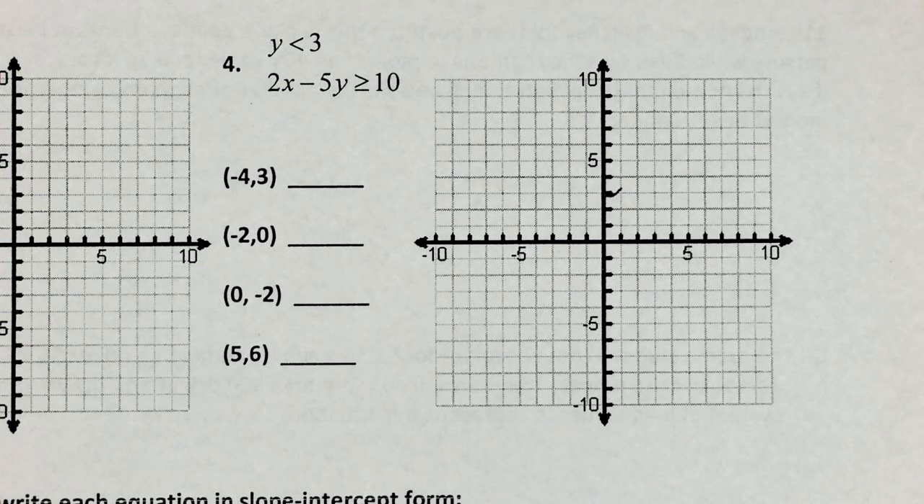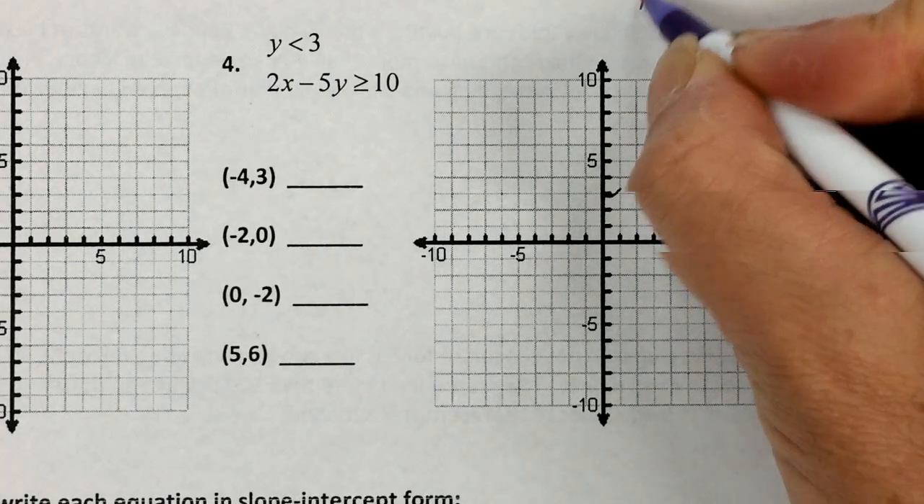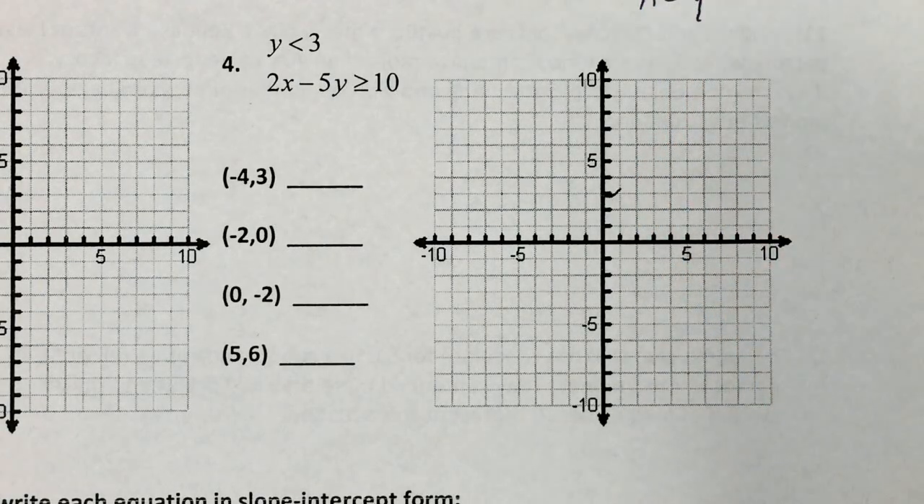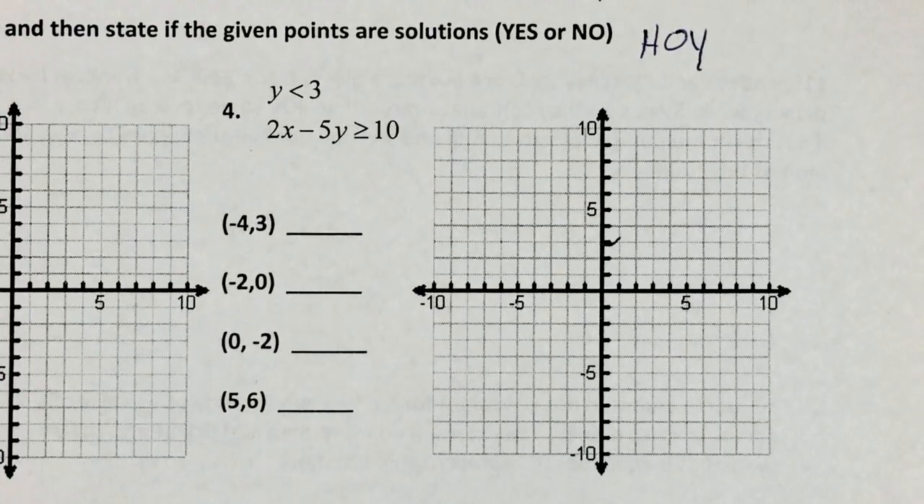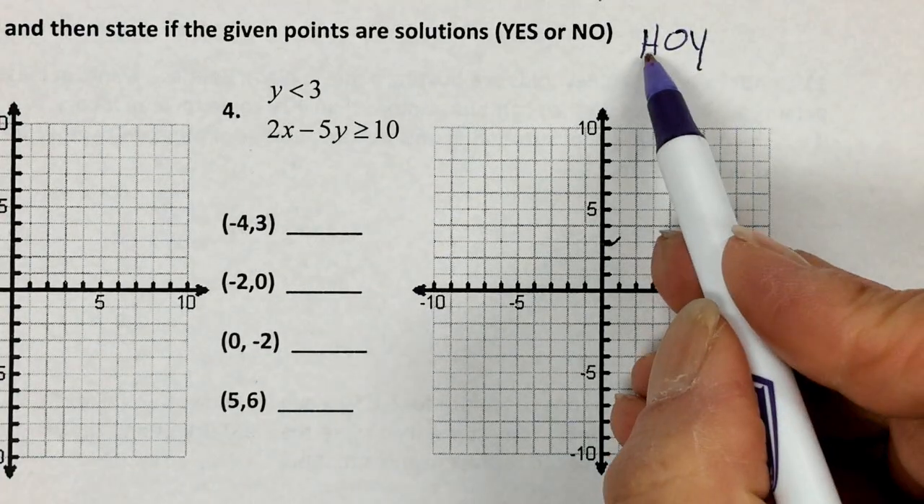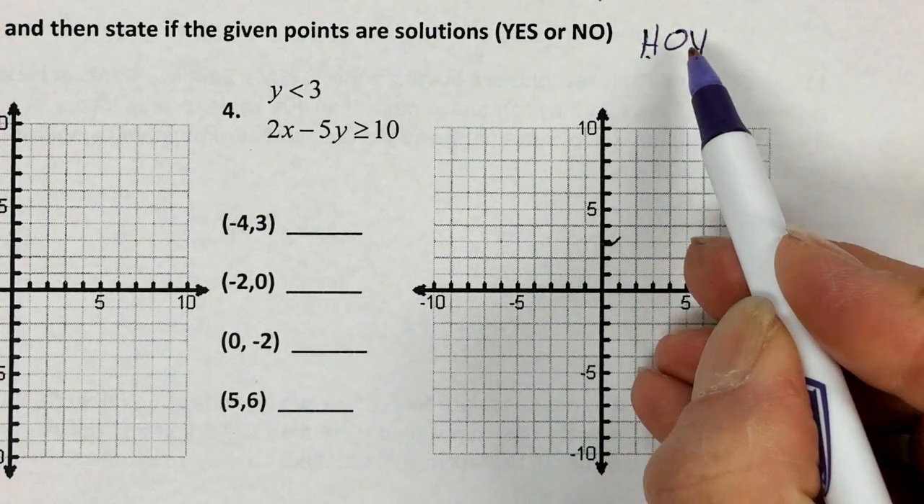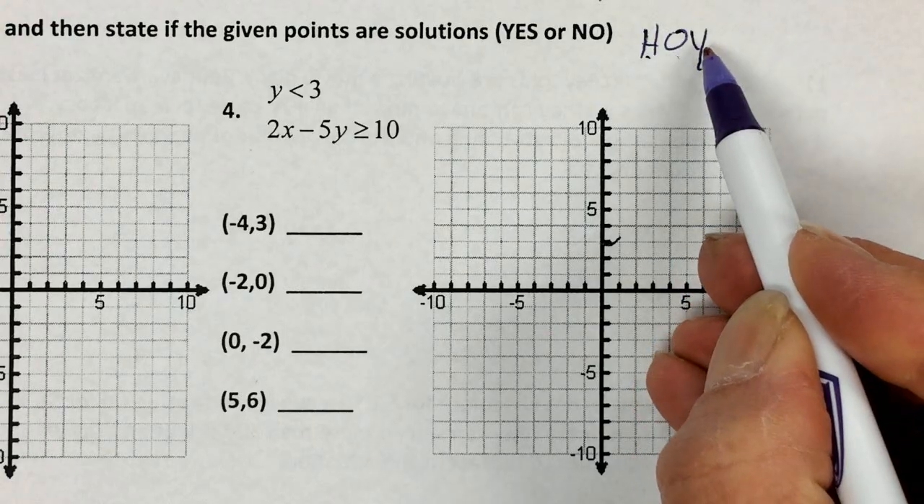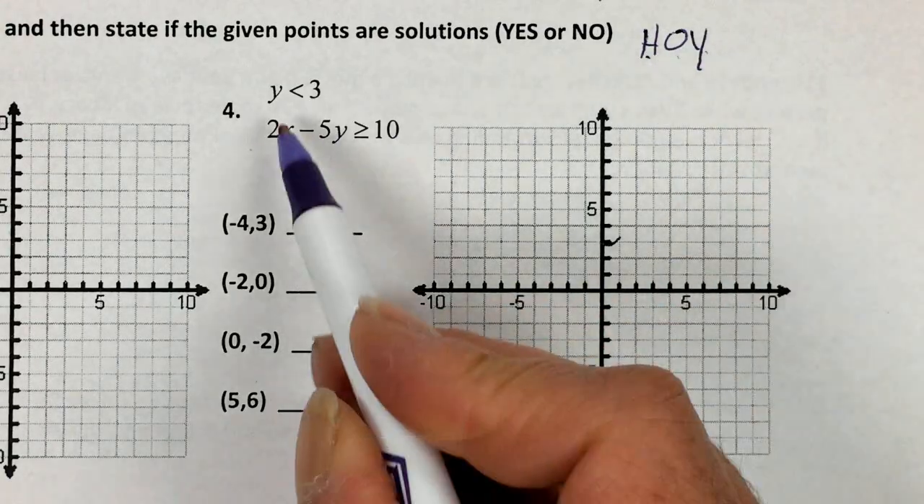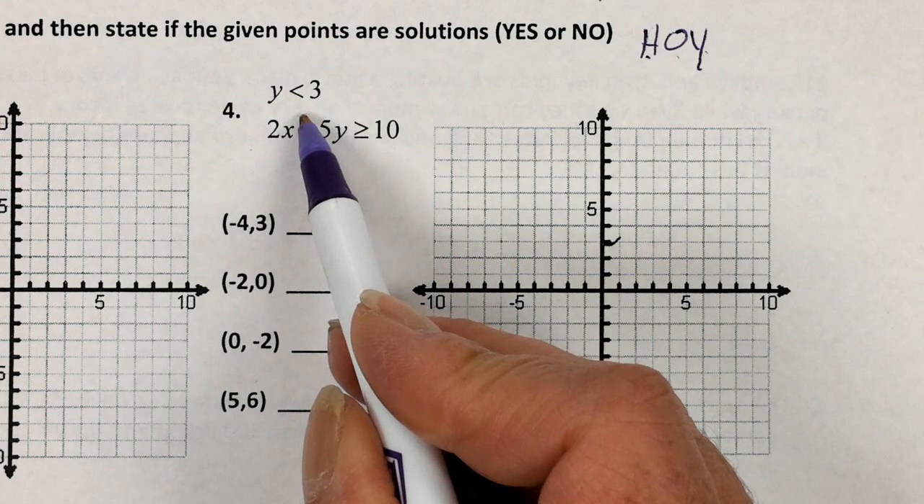Number 4 is also an inequality where we need to find our solution set. But we're starting off with y less than 3. So my y less than 3, if you recall this acronym, HOY-VUX, right? Horizontal, y equals. So this is going to be a horizontal line.